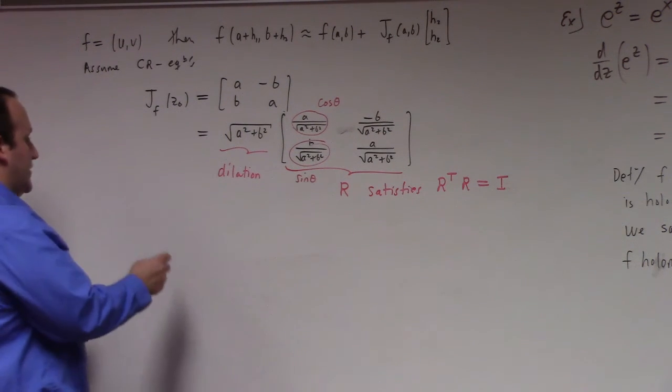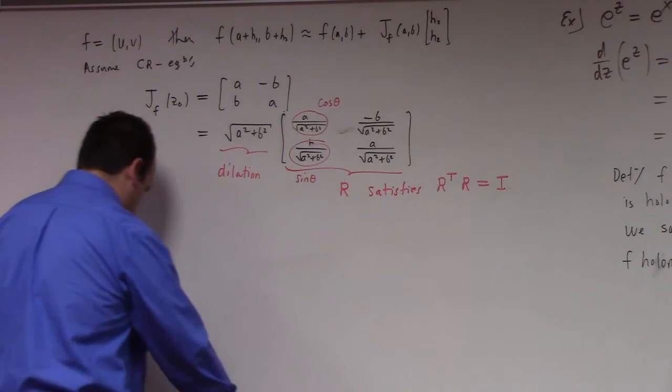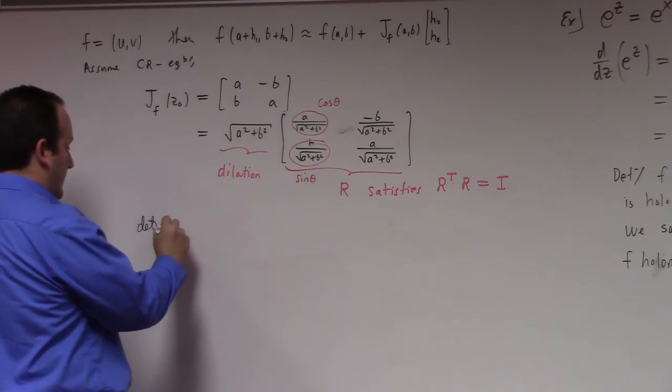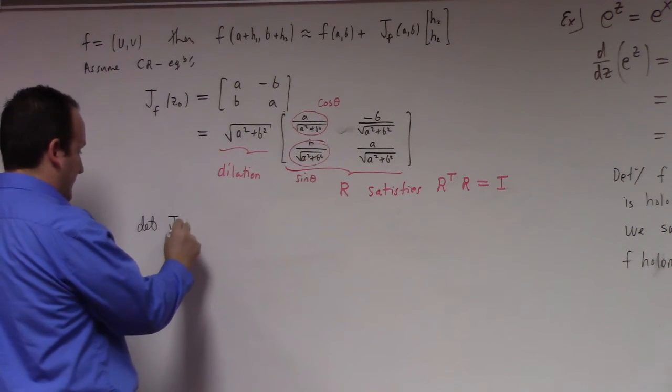But anyway, what's the determinant? While we're at it here, what's the determinant of the Jacobian of a complex differentiable function?